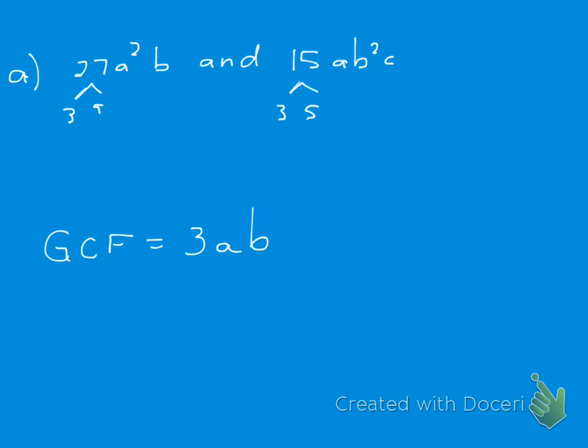There's no C in our greatest common factor. Why? Because it's only on one side. This one does not have a C, therefore it cannot be a greatest common factor. They don't have that in common. So our GCF for this one is 3AB. GCF is the easiest way to factor. Just taking out what they have in common. The highest number of the things they have in common.